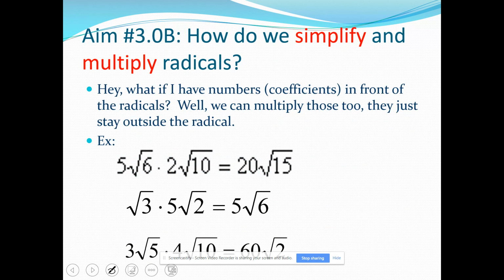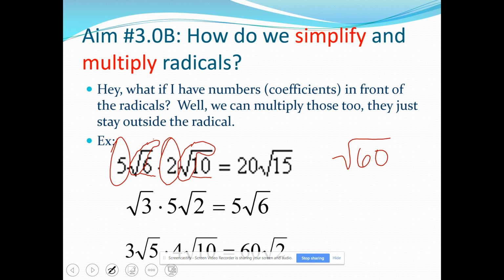So what happens if we have numbers in front of the radicals or coefficients? Well, again, we're talking about like terms. So these two radicals are both the square root. We can multiply the 10 and the 6 to get 60. Well, the 5 and the 2 are technically like terms as well. They're both coefficients outside the radicals. So 5 times 2 is 10.